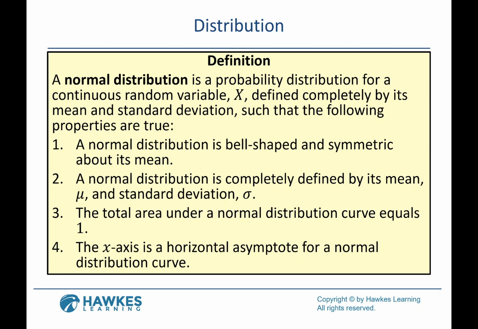Number 2 tells us a normal distribution is completely defined by its mean, mu, and standard deviation, sigma. So those are the same symbols we've used for population mean and population standard deviation. Nothing new there. The idea here that our distribution is completely defined by those two numbers is saying that if we know those two numbers, we know everything else. So if we need to know anything about a normal distribution, we can figure it out as long as we know the mean and we know the standard deviation.